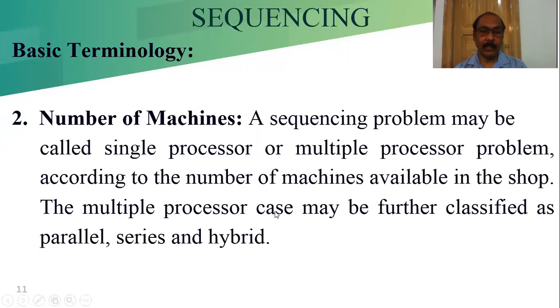The multiple processor case may be further classified as parallel, series and hybrid. Two jobs can be run in parallel, two jobs can be run in series, and jobs can be a combination of parallel and series, that is called the hybrid combination.